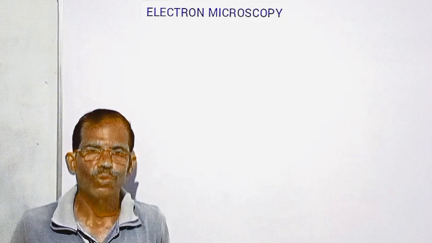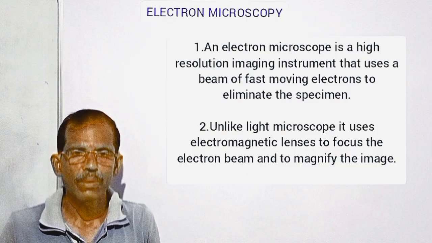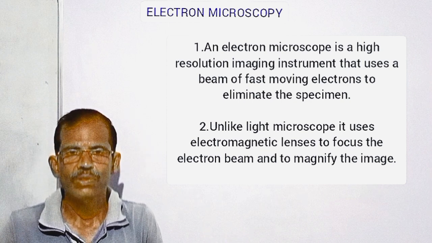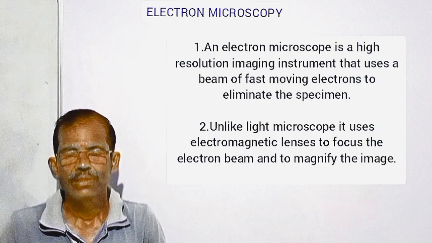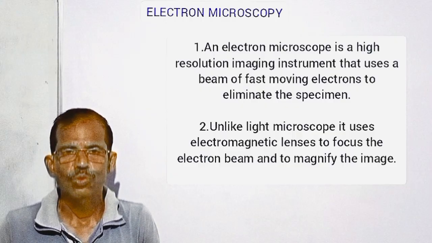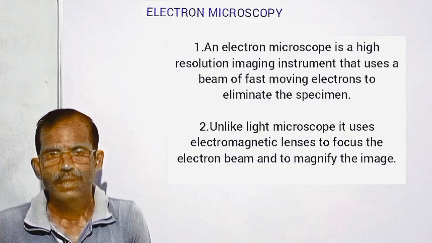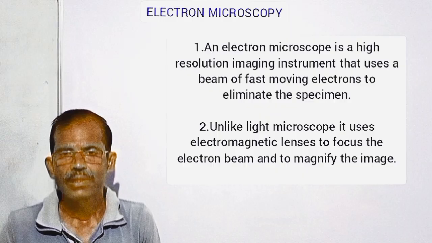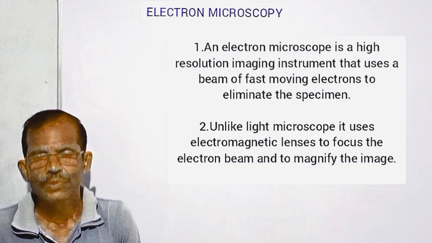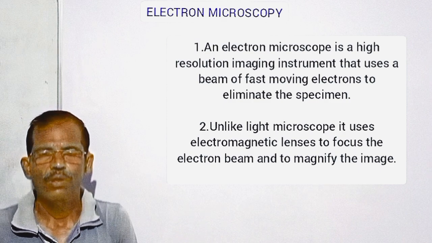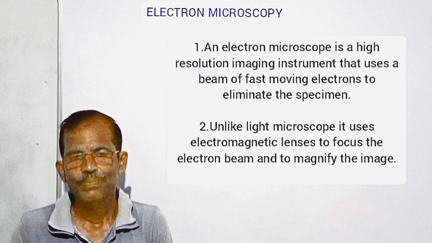An electron microscope is a high-resolution imaging instrument that uses a beam of fast-moving electrons rather than light to illuminate the specimen. Unlike a light microscope, it uses a series of electromagnetic lenses in order to focus the beam of electrons onto the specimen and to magnify the image. Electron microscopes can have a maximum magnification of up to 50 million times.